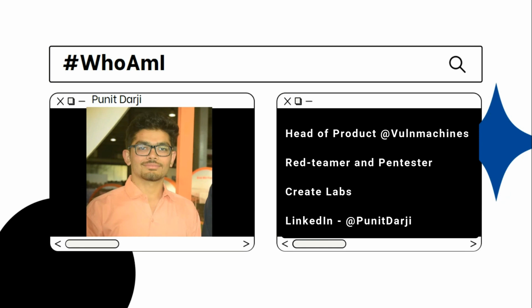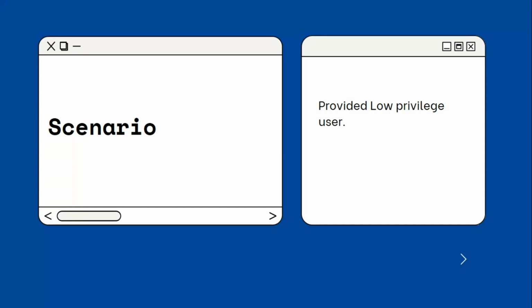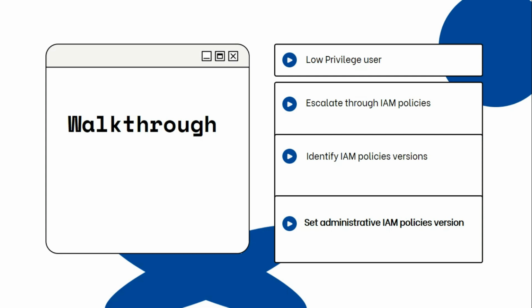As you know, this video series is based on practical and real-time scenarios. So today's scenario is we have a low privilege user with limited resources. As an attacker, our goal is to acquire full administrative privilege in the AWS account. So let's move on to the walkthrough. We have a low privilege user account. We will escalate through the IAM policies. We will identify the IAM policy version, set the administrative IAM policy version, and boom. So this is the walkthrough.